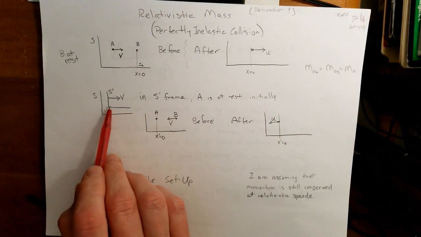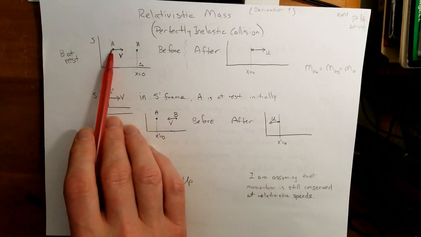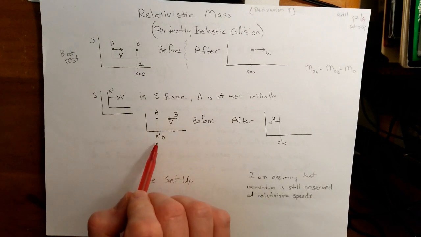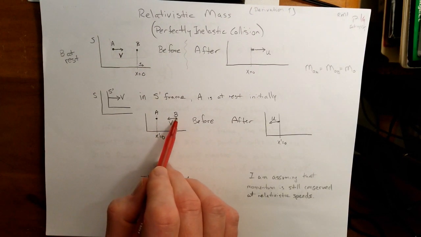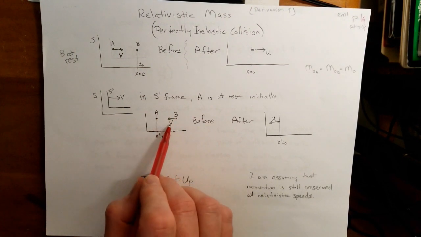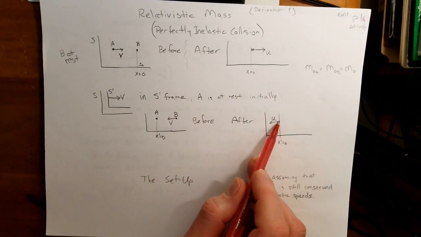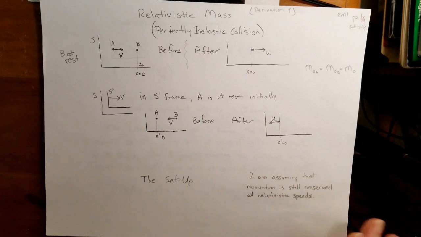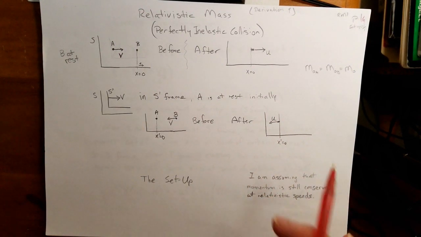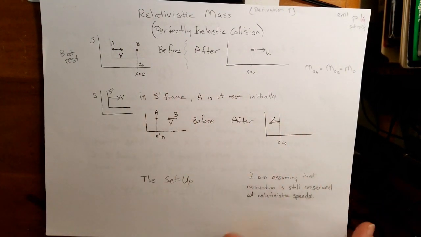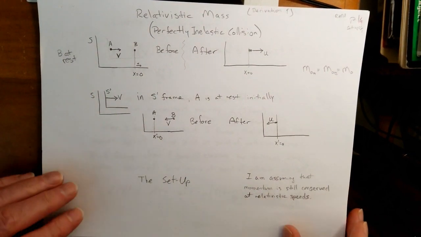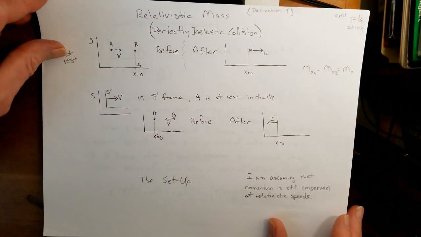In the S prime frame, we can do it from the point of view of A. So A is not moving in the S prime frame, at x prime equals 0, and then B is traveling to the left at some speed v. They're going to collide and combine into a combined mass M traveling to the left at some speed u. It's just two different points of view for the same thing. I am going to assume that momentum is conserved at relativistic speeds.